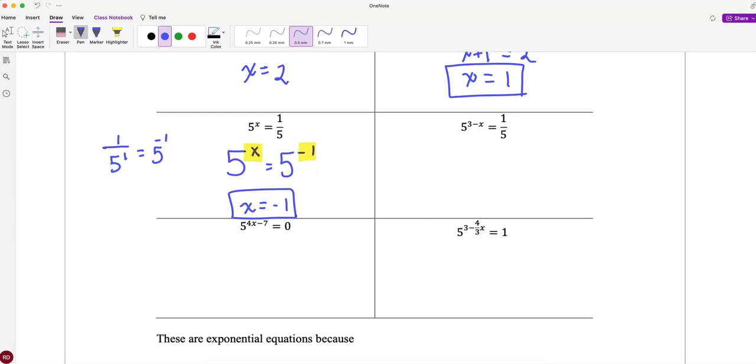This one, just rewrite it, 5 to the 3 minus x equals, that is a power of 5, 5 to the negative 1. Now, set the exponents equal to each other, 3 minus x equals negative 1, then you're going to get x equal to 4.